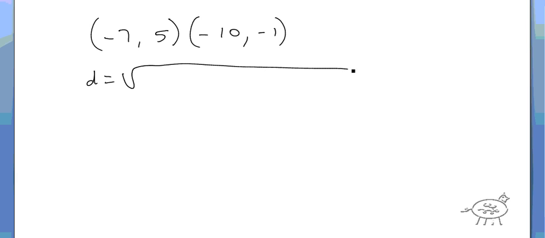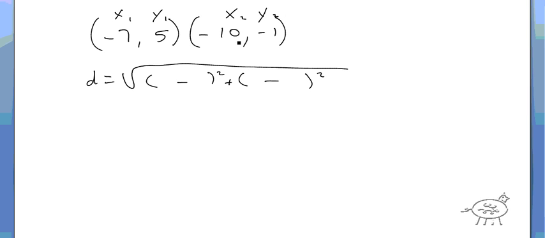All right, so let's try another problem here. Negative 7, comma 5, and negative 10, comma, negative 1. Okay, so we got a lot of negatives in here. No big deal. Sassy formula, subtract, add, subtract. And x1, y1, x2, y2.